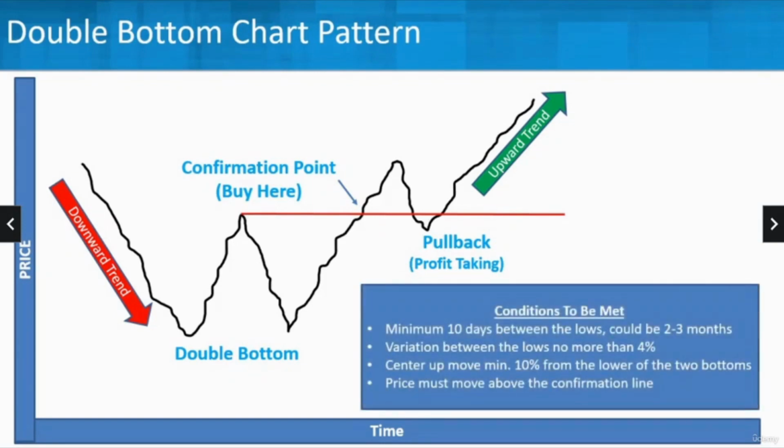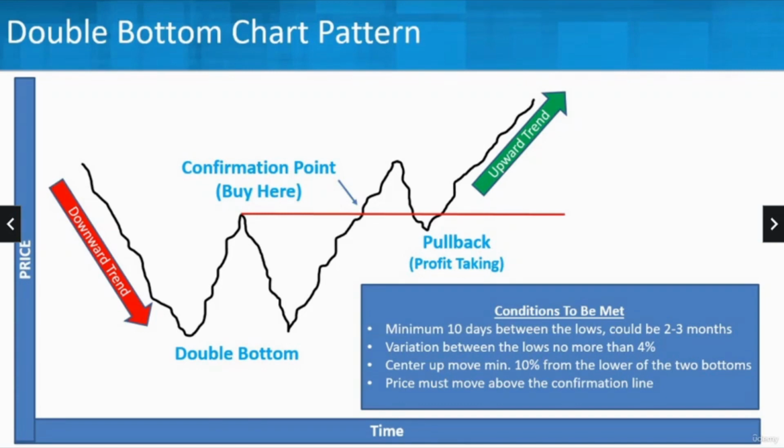For a double bottom, there are some generally accepted conditions to be met. Typically you're looking for a minimum of 10 days between the lows. It could be months, so this is a long type of chart pattern. I suppose you could trade it over shorter periods, but traditionally you're looking at days. A minimum of 10 days between the lows, so between those two bottoms, and it could be months if you're looking at longer patterns.